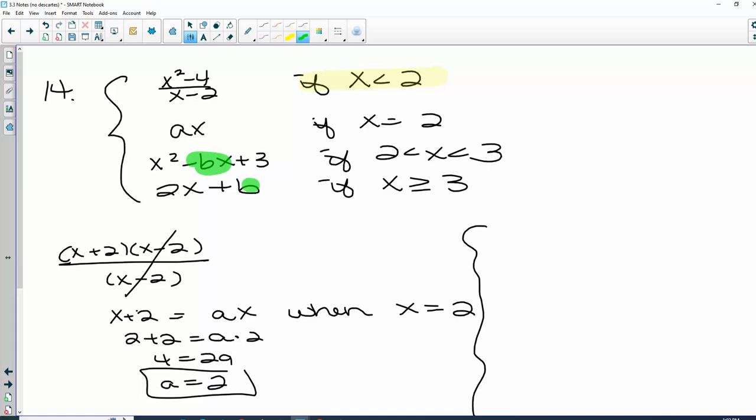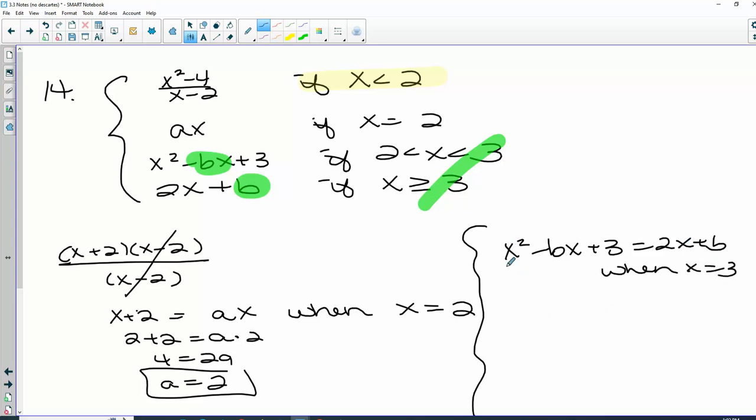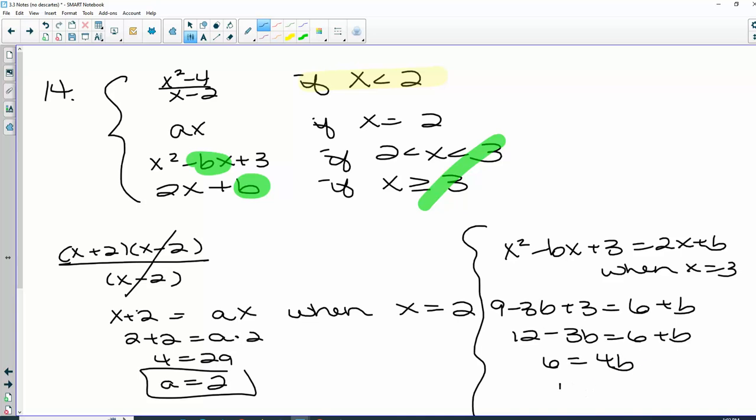The b is in these two pieces. When do those pieces have to be equal? When x is 3. So bx squared minus bx plus 3 has to equal 2x plus b when x equals 3. If we plug in a 3, we get 9b minus 3b plus 3 equals 6 plus b. So we get 6b equals 3 plus... 6 equals 4b, divide by 4, so b is 3 halves.